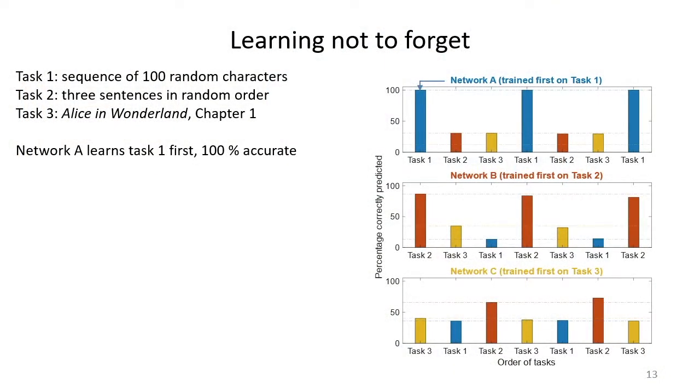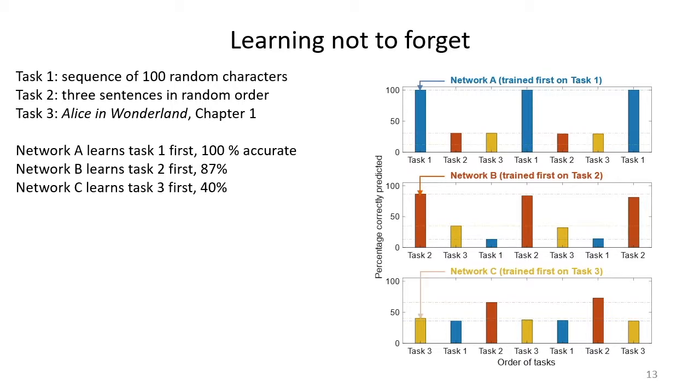Then task 2 or 3, and now it's learned them. It doesn't get much decrement between the first time it did task 2 and the second time, and still task 1 is 100%. Network B learns the first task, gets 87%, and then when it comes back to that again after doing 3 and 1, it's still in the 80s. A little bit of a decrease, and then a little bit more when it comes back to it a third time.